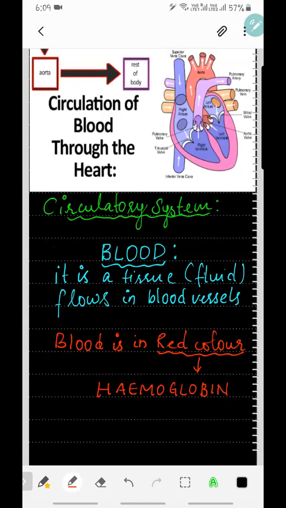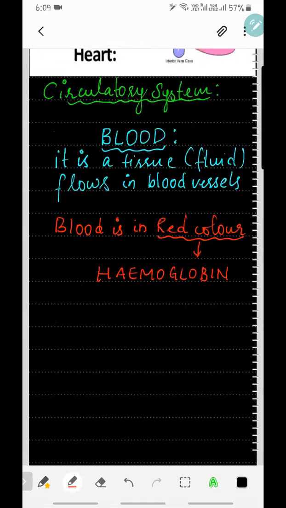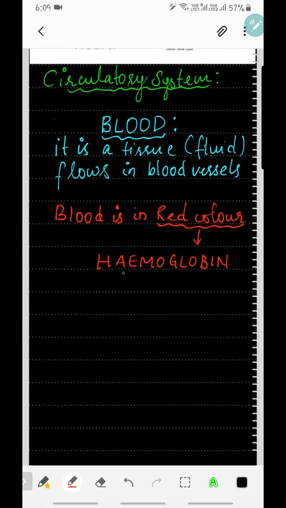Rishikesh, tissue means many similar cells combined together. For example, you see the skin. Skin is a kind of tissue, no? It covers the entire body. Skin is not made up of one cell; it is many cells attached together. Hemoglobin is a pigment, I'll tell you about this. Fluid means water. Water is a fluid.